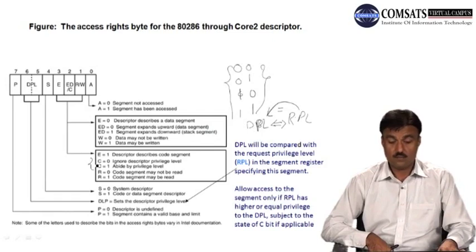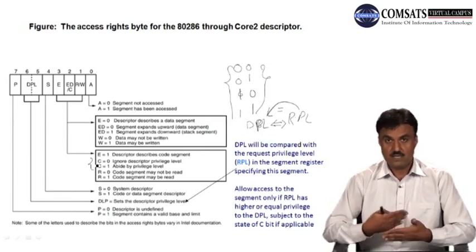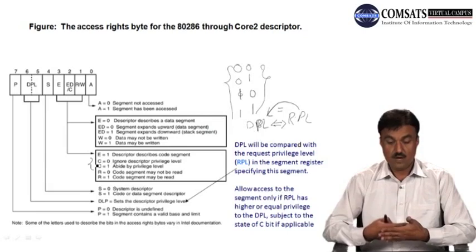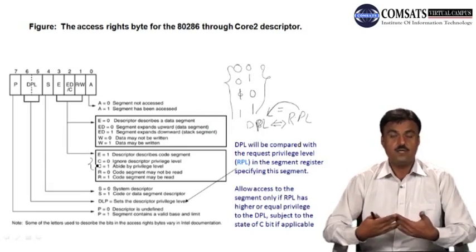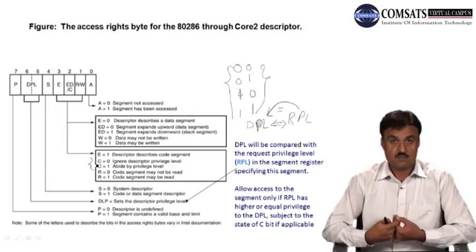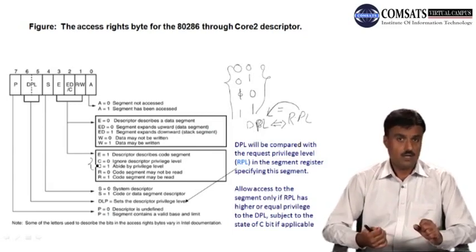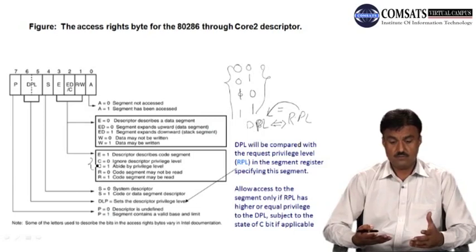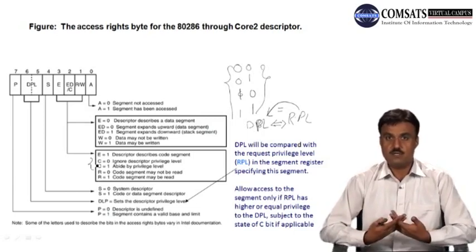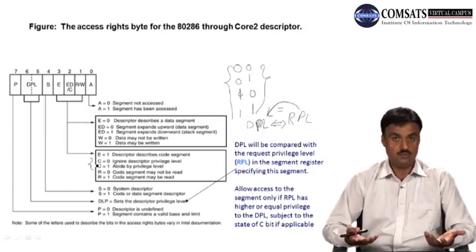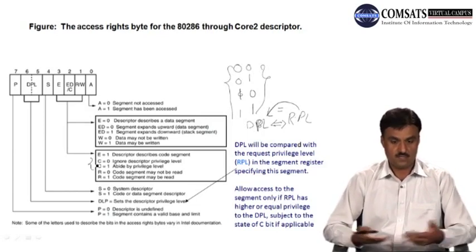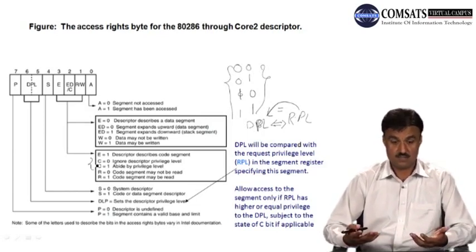If P is equal to 1, that means the segment contains a valid base and a valid limit, because we use the base and limit bytes inside the descriptor to access the segment. If P is equal to 0, it means this descriptor is undefined and is not being used. The other information inside these 8 bits is irrelevant.